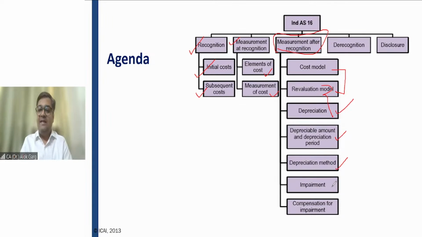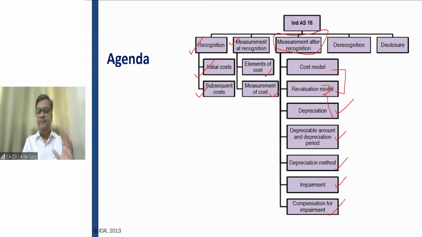Impairment. In case the recoverable value has gone down, then we will charge impairment as well. So we'll talk about impairment. We'll talk about compensation for impairment. If someone is compensating the company for impairment, we'll talk about that scenario as well.